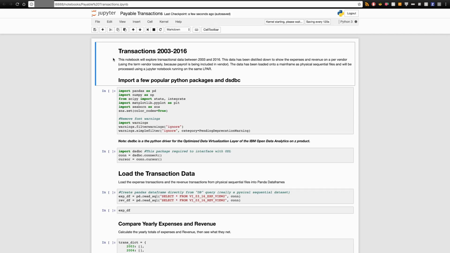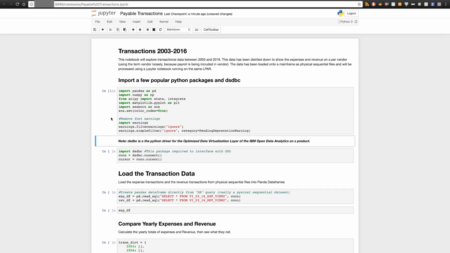So let's start up the Payable Transactions Notebook. We are running this Jupyter Notebook server on z/OS, so all the work will be done on the mainframe. If you notice, this notebook is using some of the more industry-prevalent Python packages, such as Pandas, NumPy, SciPy, Matplotlib, and Seaborn. We are also using a special library specific to IBM Open Data Analytics on z/OS called DSDBC. DSDBC accesses data via the Optimized Data Virtualization layer, a component of the IBM Open Data Analytics for z/OS.